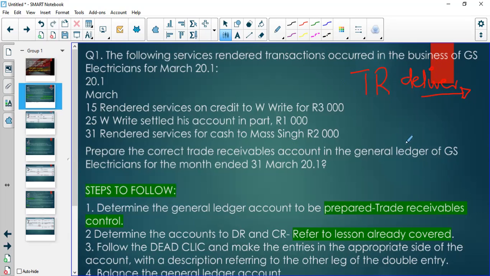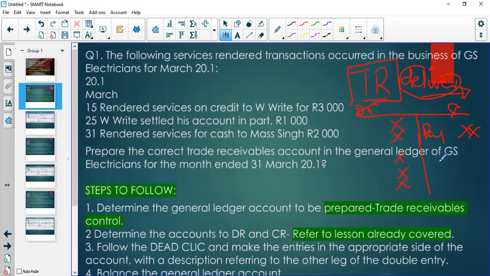Eventually they could pay, which means that we're going to reduce the trade receivables. So it's a T account with a debit and a credit. If we provide a service or deliver to a customer and the customer hasn't paid, we record all the amounts here. If the customer pays, it means it's reducing what he owes, so we record it here. So that's a customer payment.